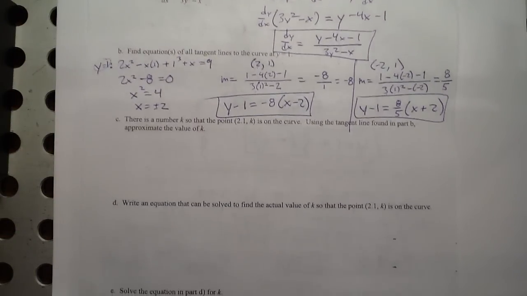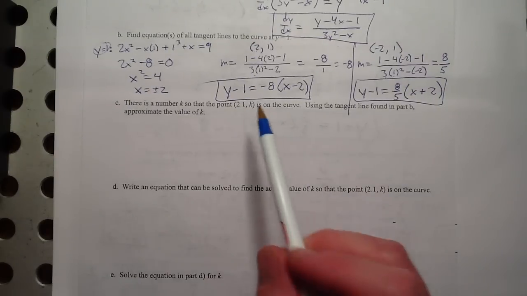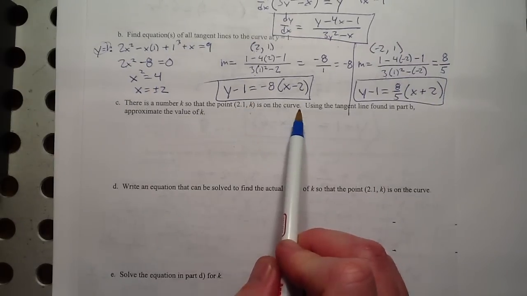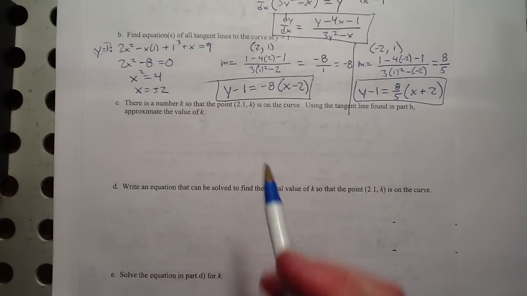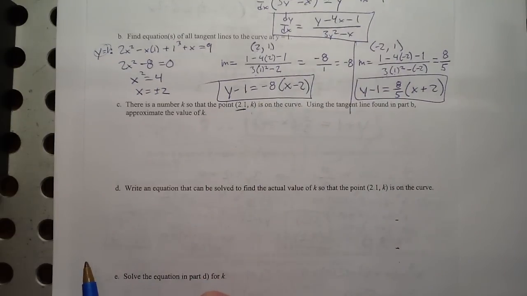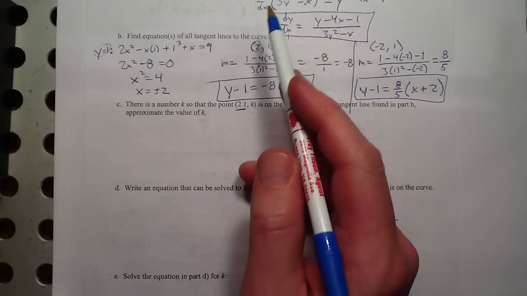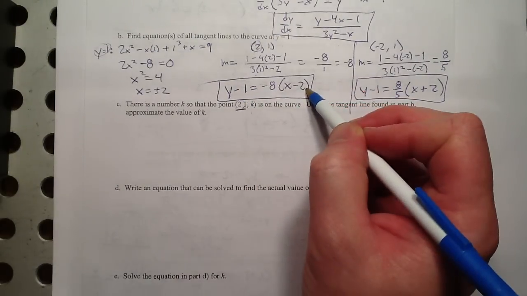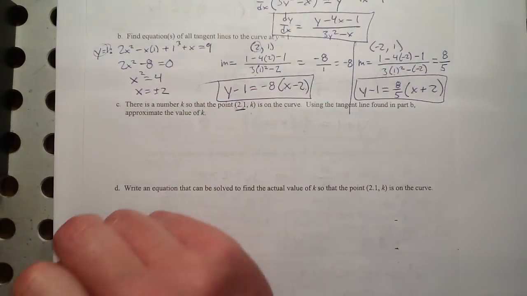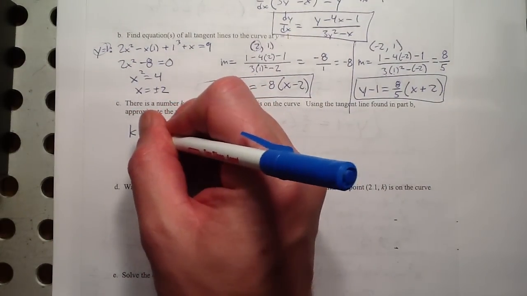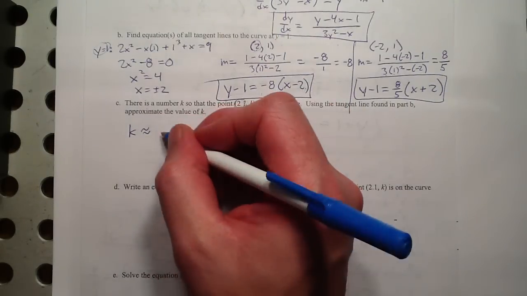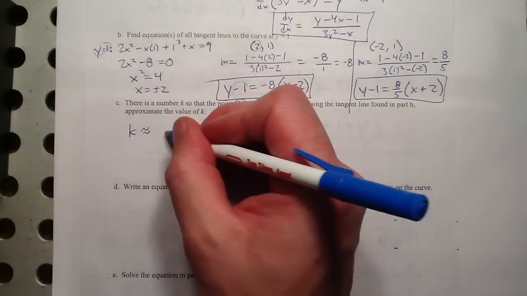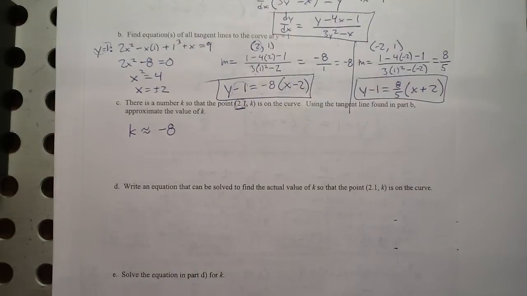Alrighty. Now, part C. There's a number k so that the point 2.1 comma k is on the curve. Using the tangent line found in part B, approximate the value of k. Well, this is a number that's close to 2, right? So that means instead of plugging 2.1 into the original function, we could plug 2.1 into this tangent line. So k should be approximately equal to what we get when we plug 2.1 into the tangent line, because we're close to 2. So I'm just going to move this to the other side, just like we did way back in section 3.8.